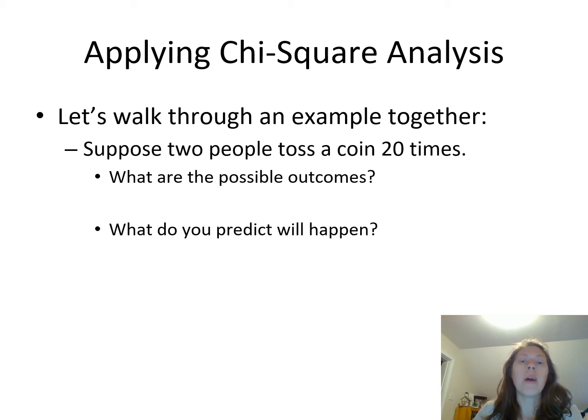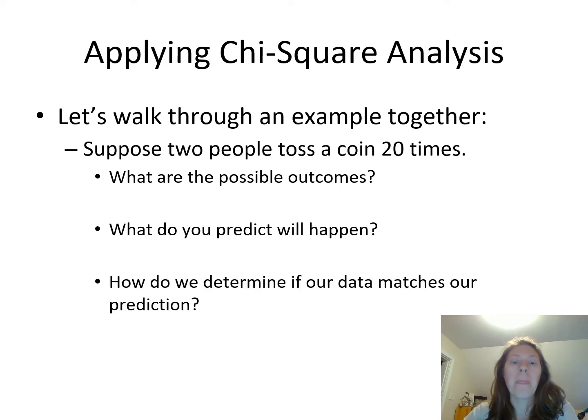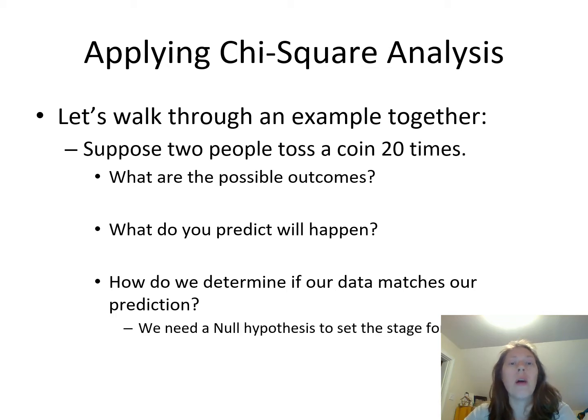And if you think about, what would I predict would happen, right? You're forming a hypothesis about that prediction, what you think is most likely to happen. But then we have to look at what actually happens and compare it back to our prediction to see, was our prediction accurate? So this is where we need a null hypothesis.